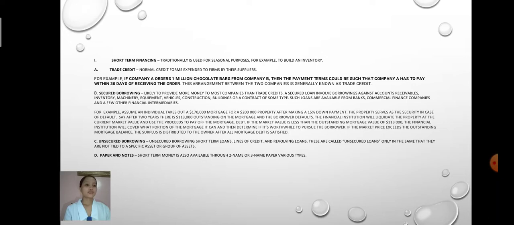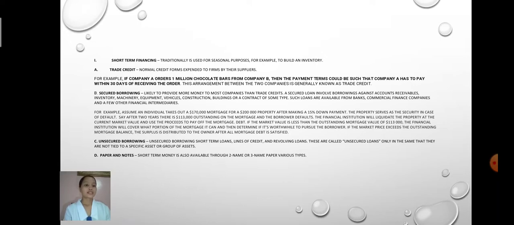The financial institution will liquidate the property at the current market value and use the proceeds to pay off the mortgage. If the market value is less than the outstanding mortgage value of $113,000, the financial institution will cover what portion of the mortgage it can and then determine if it's worthwhile to pursue the borrower.